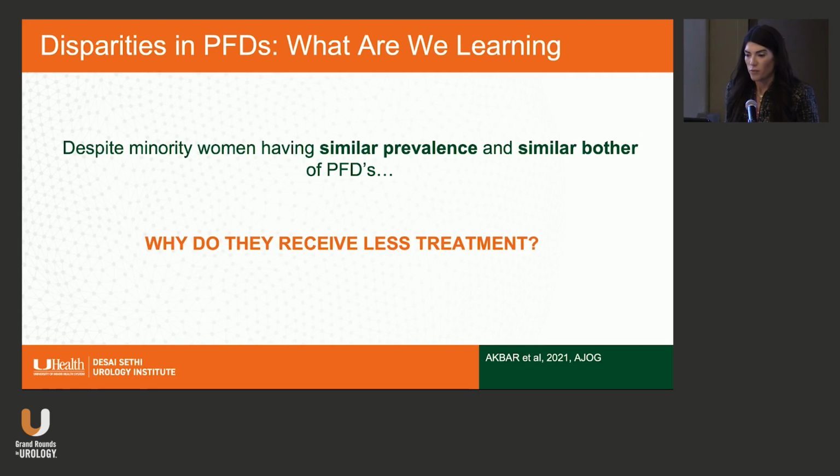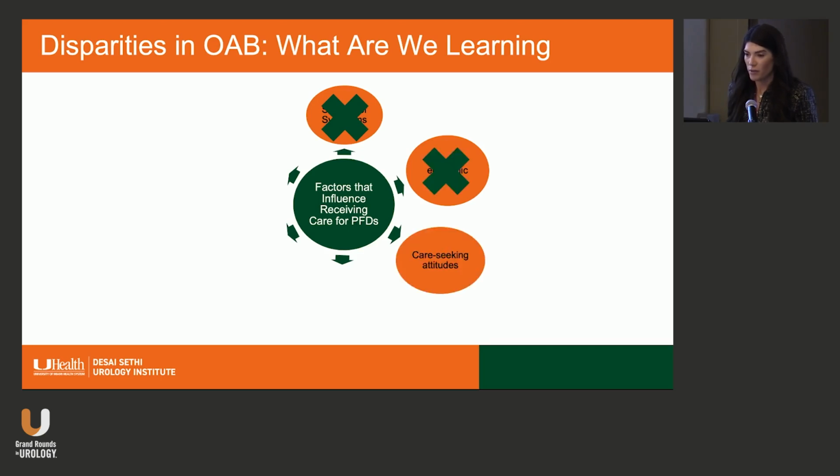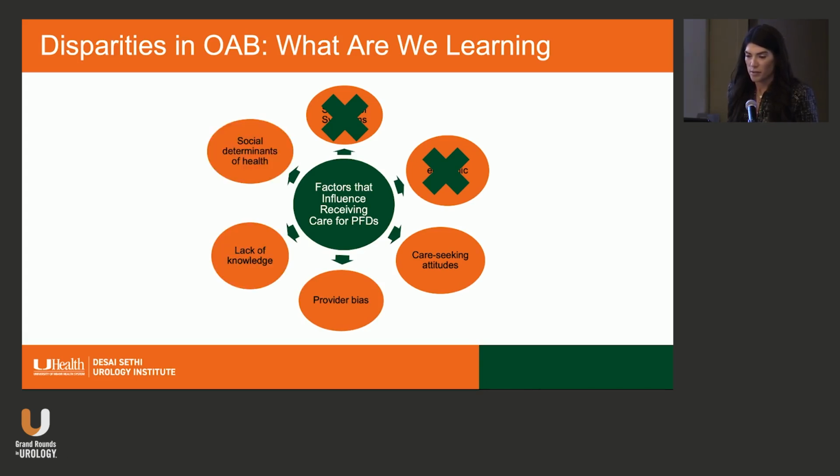So why are they not receiving treatment compared to non-minority patients? We've looked at severity of symptoms, and those are similar, so it's not that. We have studied socioeconomic barriers at length with different database studies, so we've already looked at that. But now I think we're changing our tune and changing focus to look at things like care-seeking attitudes, provider bias, lack of knowledge from the patient, and social determinants of health.